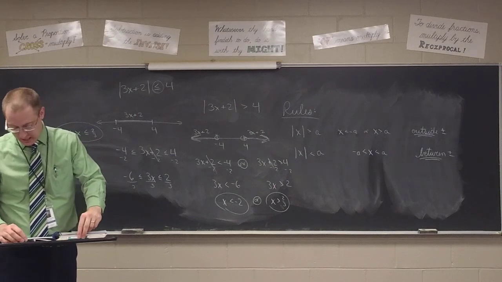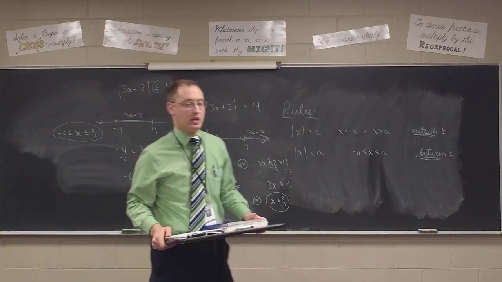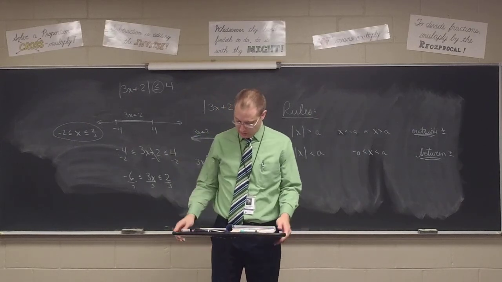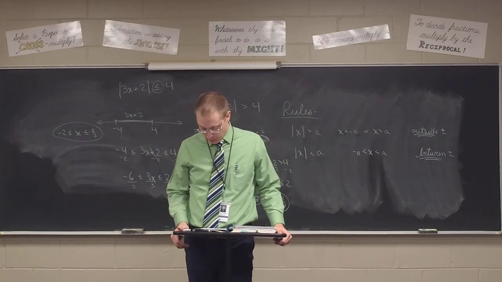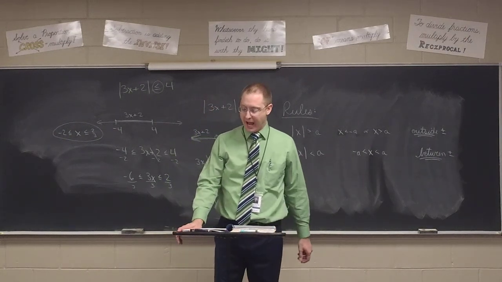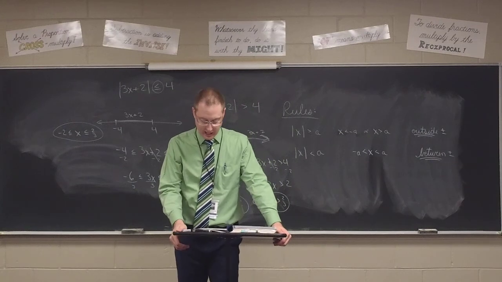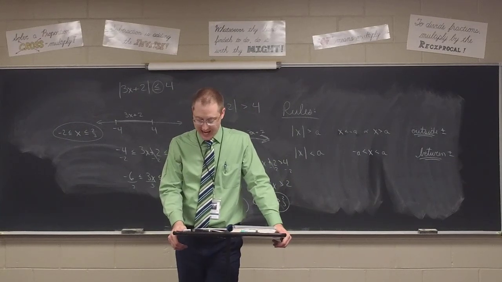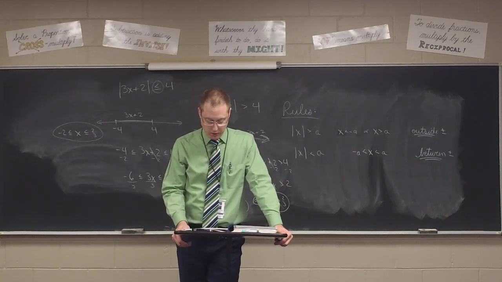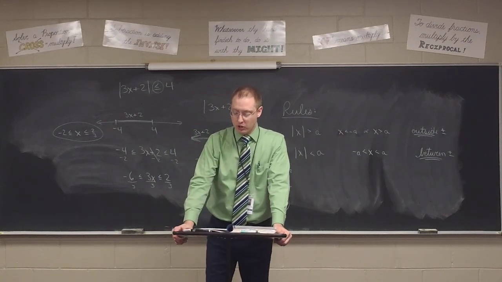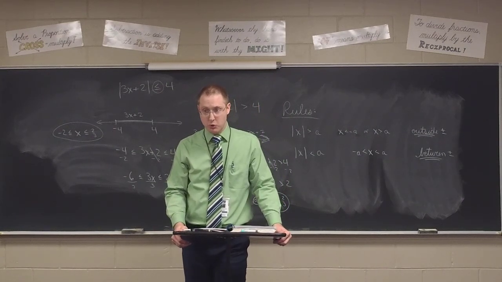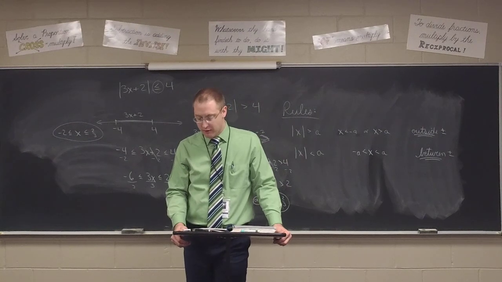Your homework for this evening is to read over pages 145 to 147. I want you to read over some examples of these absolute value inequalities. On page 144, do the practice, 11 through 23 odd. Also on page 144, do the review 2, 4, 5 through 10.